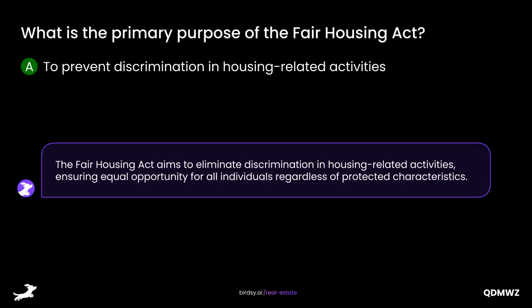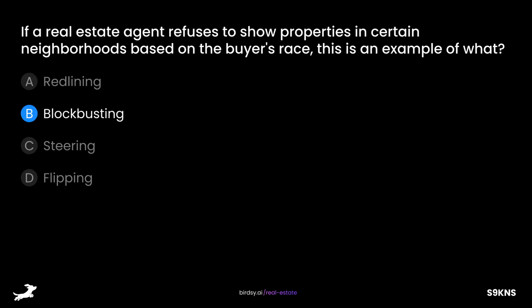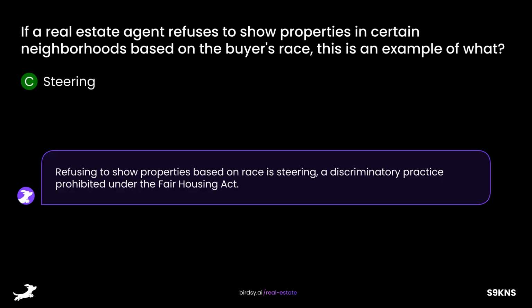The Fair Housing Act aims to eliminate discrimination in housing-related activities, ensuring equal opportunity for all individuals regardless of protected characteristics. If a real estate agent refuses to show properties in certain neighborhoods based on the buyer's race, this is an example of what? Is it A, redlining, B, blockbusting, C, steering, or D, flipping? The answer is C, steering. Refusing to show properties based on race is steering, a discriminatory practice prohibited under the Fair Housing Act.